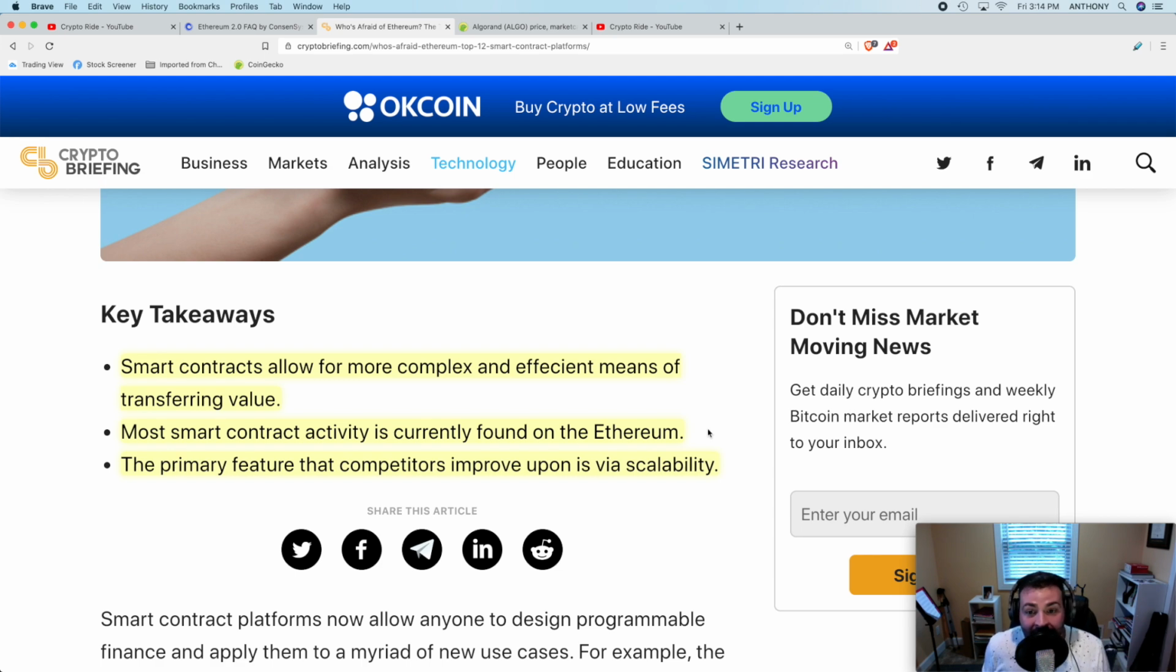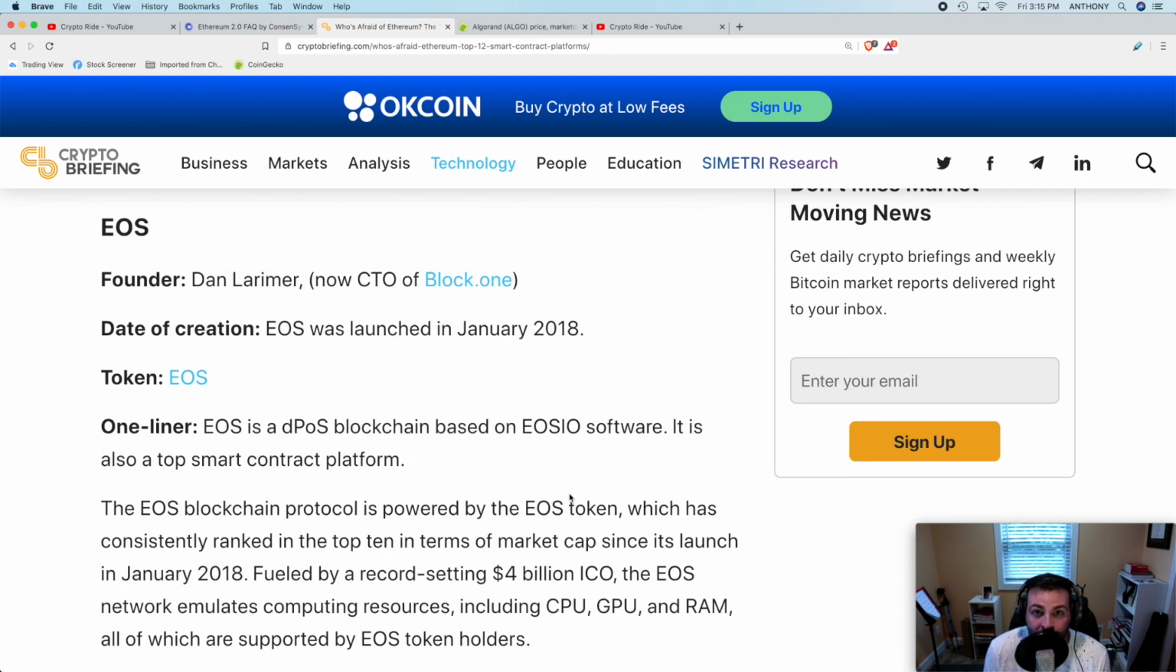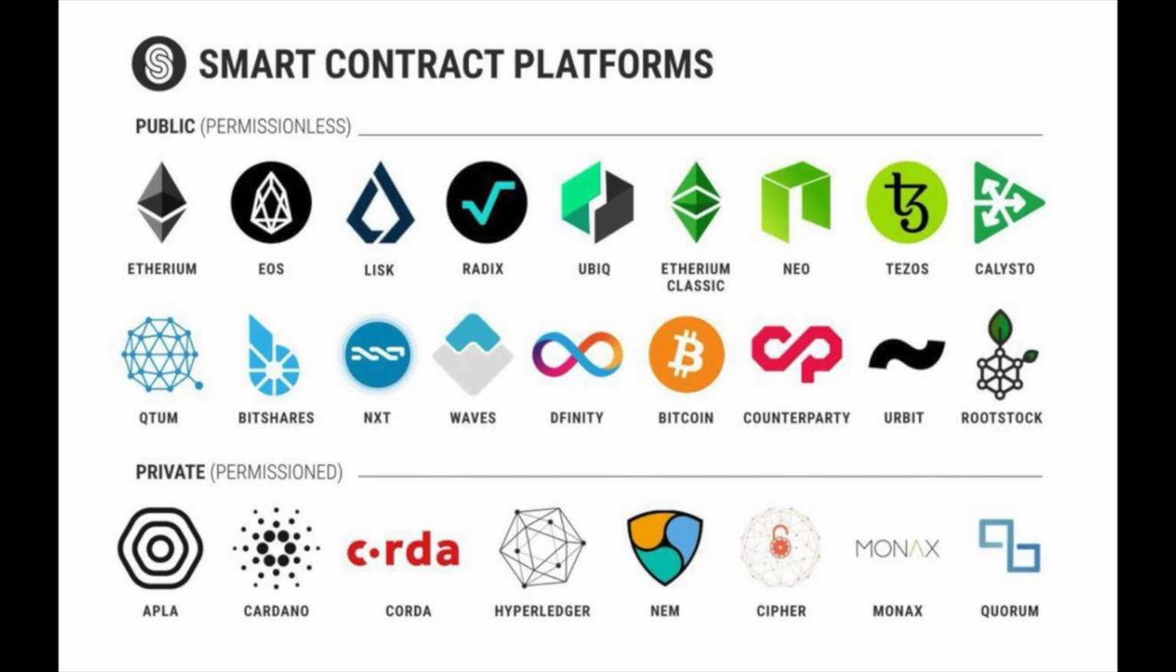I haven't even said that yet, right? Ethereum is the blockchain that most developers of all the dApps are choosing to build on right now. And the primary feature that competitors improve upon is scalability. And if you're new to blockchain investing in cryptocurrency as a whole and you haven't realized it yet, there's not one, not two, but there are maybe 20, 25, maybe 35 different smart contract platforms all competing with one another.